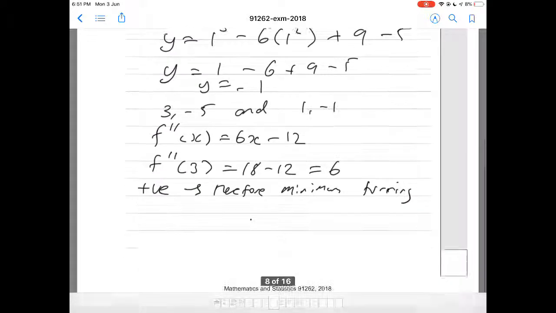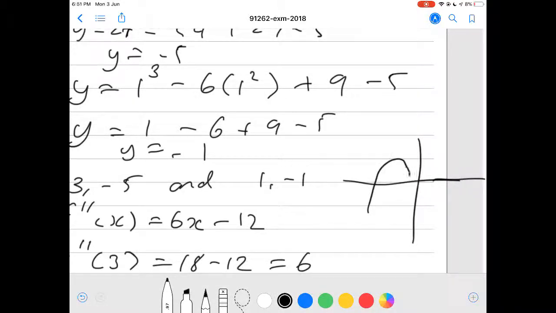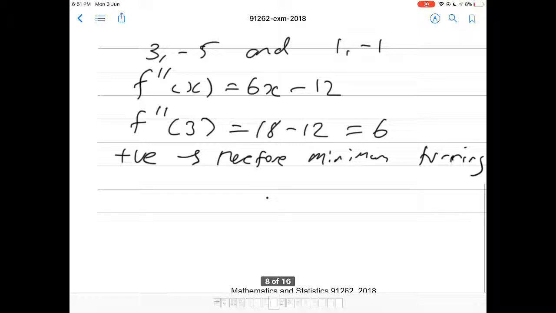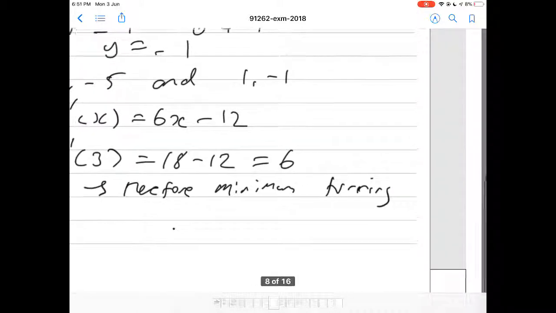So what do I mean by a minimum turning point? If I just draw a mini cubic here, let's just say this is just an example cubic. As you can see here, there's the maximum, when the y value is the highest, and there's a minimum turning point here, when the y value is the lowest. So that's what they mean when I say minimum and maximum turning points. So 6 is a positive number, and therefore it's a minimum turning point.